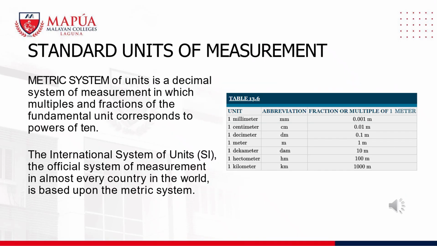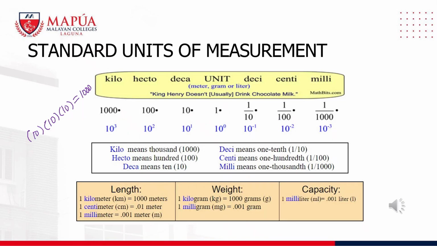Then we talk about the metric system, and we have the international system of units, and we have here some conversions of units from millimeter to meter or centimeter to meter and so on. And we have here some conversions also of standard units of measurement like kilo, hecto, deca, then deci, centi, and milli. So these are the different expressions of these units.